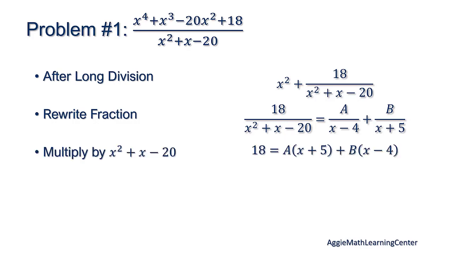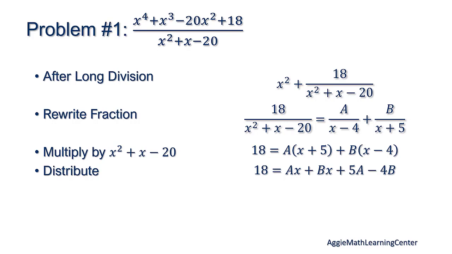We can multiply both sides of our equation by x squared plus x minus 20, which will give us 18 equals a times x plus 5 plus b times x minus 4. Notice that multiplying by x squared plus x minus 20 is the same thing as multiplying by x plus 5 times x minus 4, which is why we see the x minus 4 cancel out in the a term and the x plus 5 cancel out in the b term. From there we can distribute the a and b to get 18 equals ax plus bx plus 5a minus 4b.